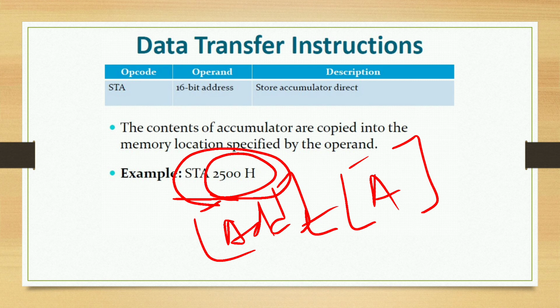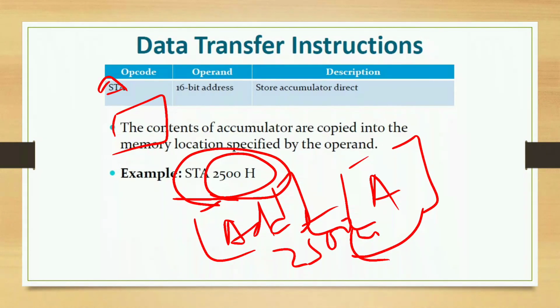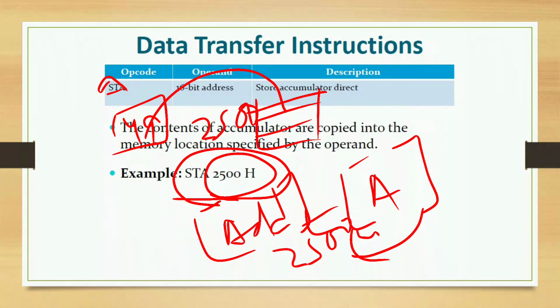STA 2500H will store the content of the accumulator in the memory location 2500H. Suppose the content of the accumulator is 49, it is stored in the memory location 2500H. Now move to the memory location 2500H.